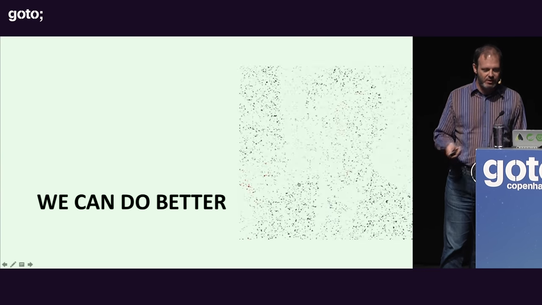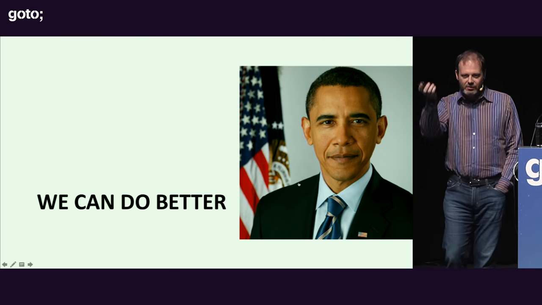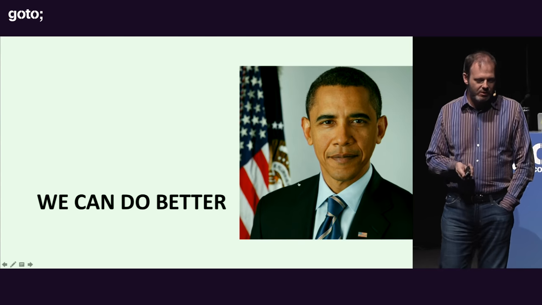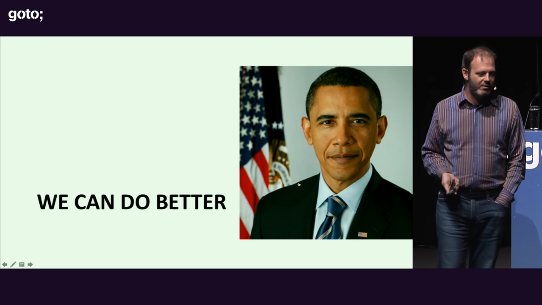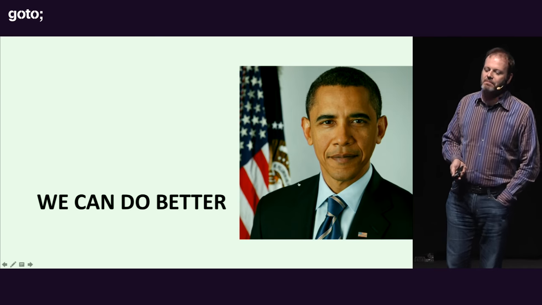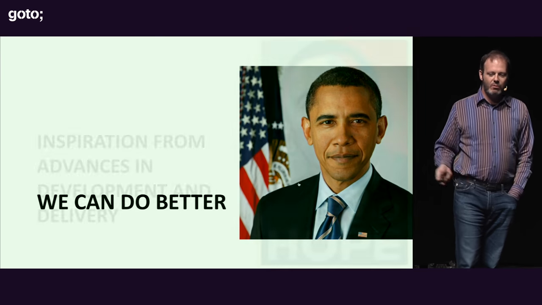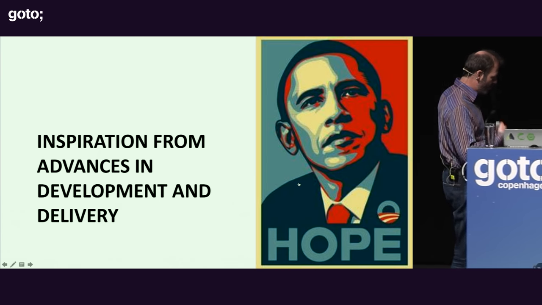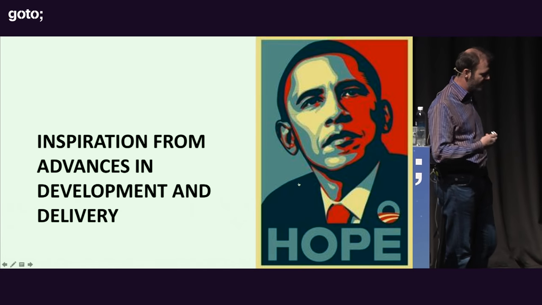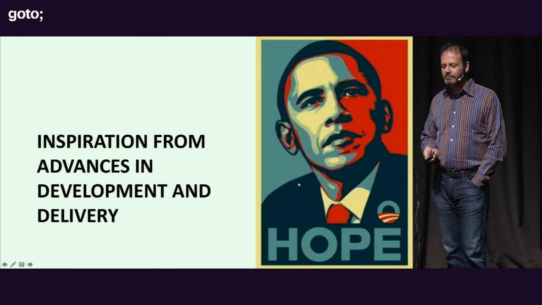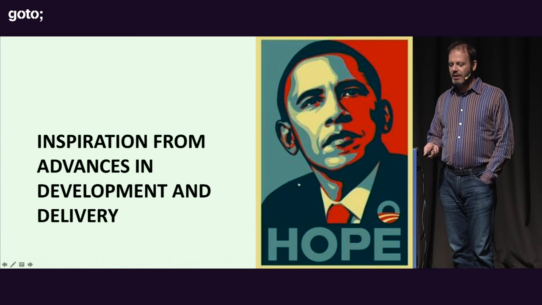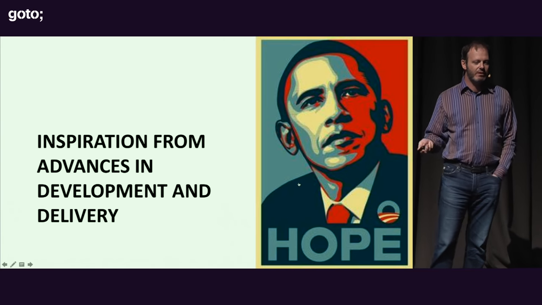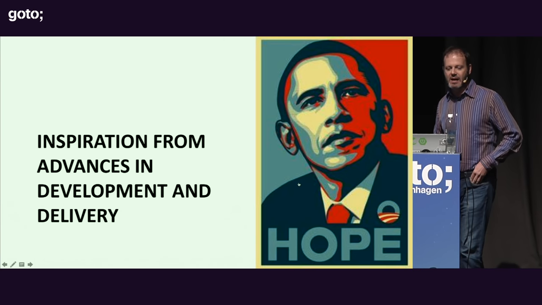So coming back to precedents, I think the bar for precedents is raised since the 70s and 80s. Unfortunately, I'm not sure this guy's still president, but I think this is kind of where I would hope the bar for precedents was. We can do better. So when Obama first came to office, his message was really about hope and change. So if we were going to be hopeful about change in this space, where would it come from? I would say it's pretty clear where it would come from. It would come from advances in development and delivery, because we've had tons of learnings in the last 15 years.